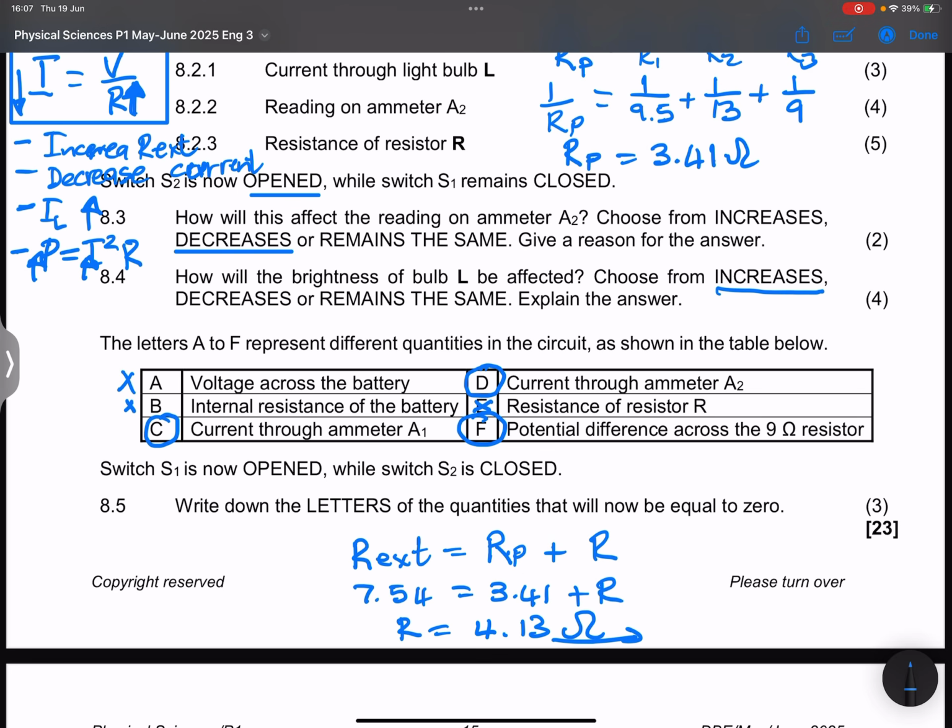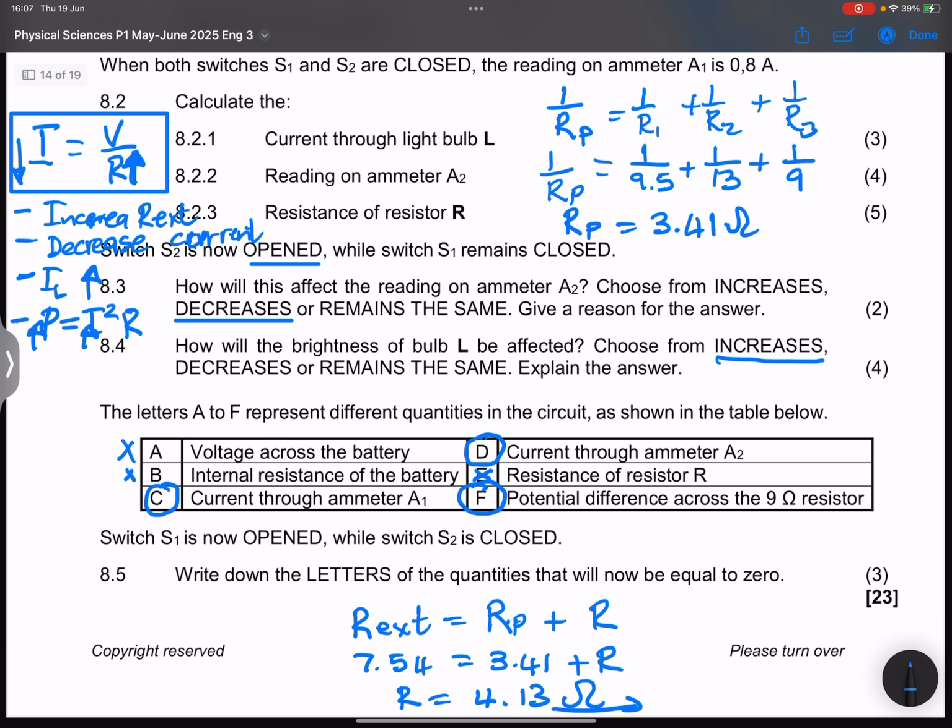And ladies and gents, that brings us to the conclusion of this section. Right, electrical circuits out of 23 marks. I think this really was an awesome question.